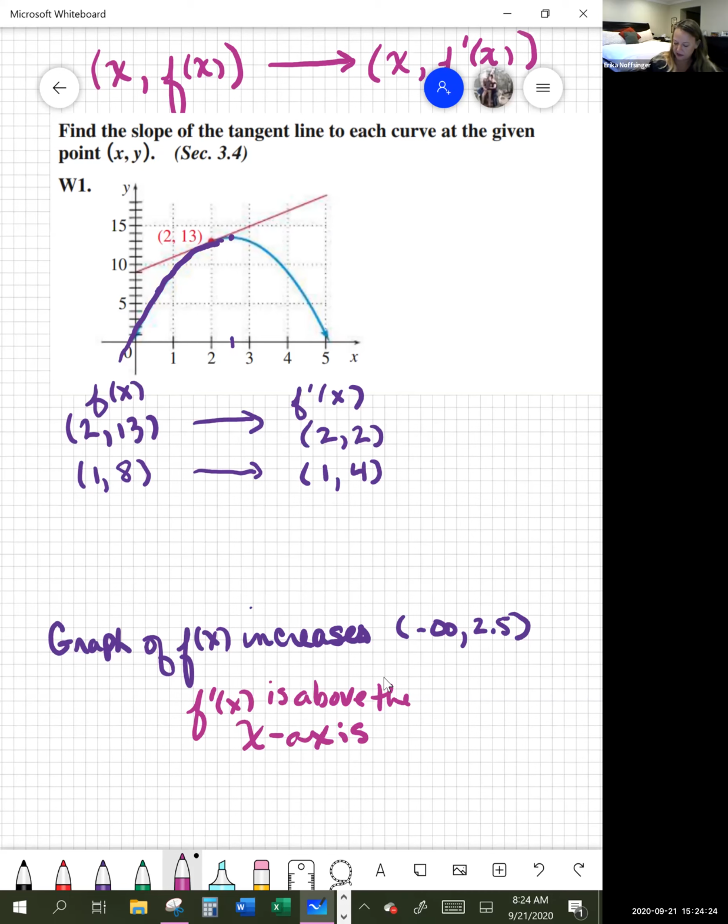For those values, negative infinity until we hit 2.5. We even have a couple other things, right? We said we have a point at (2, 2). We have a point at (1, 4). And then here, let's see what's happening at 2.5.